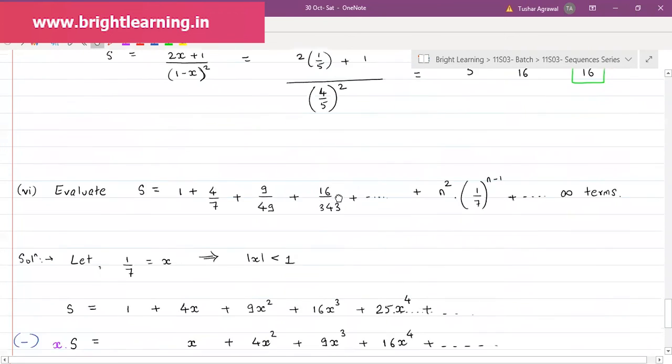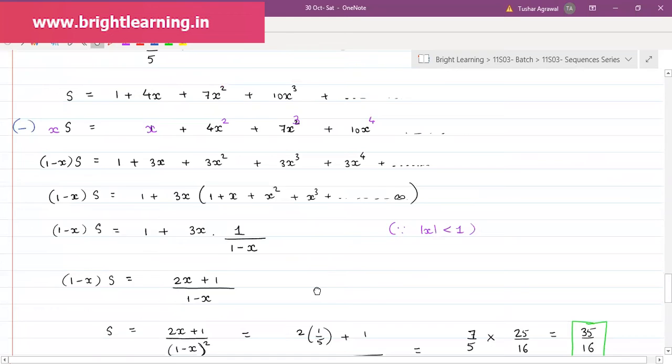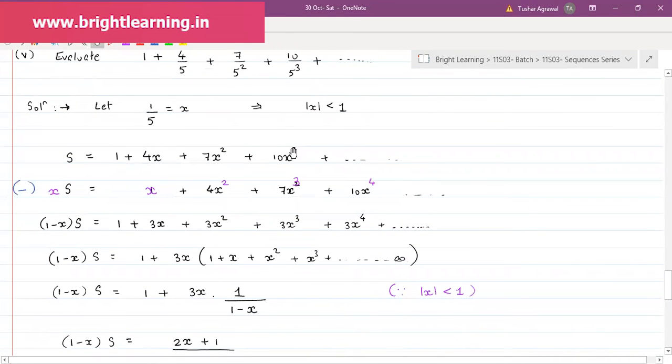Yes, sir. See, the difference here is the previous questions were 1, 4x, 7x square, 10x cube. So x, x square, x cube, x to the power 4 were forming a GP. But the coefficients were directly in the form of an AP: 1, 4, 7, 10, 13, and so on. So on this position shifting method, we were able to take 3 common, meaning that the difference of 3 was common.